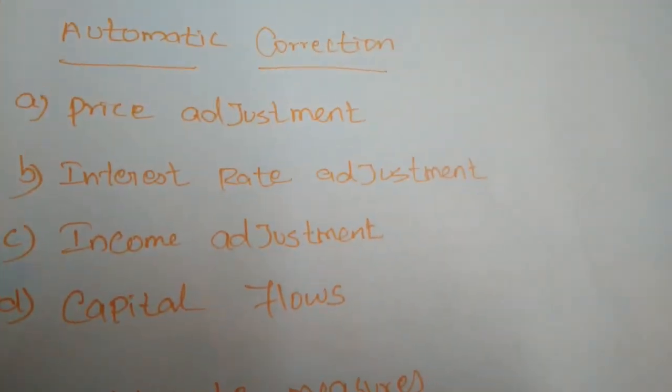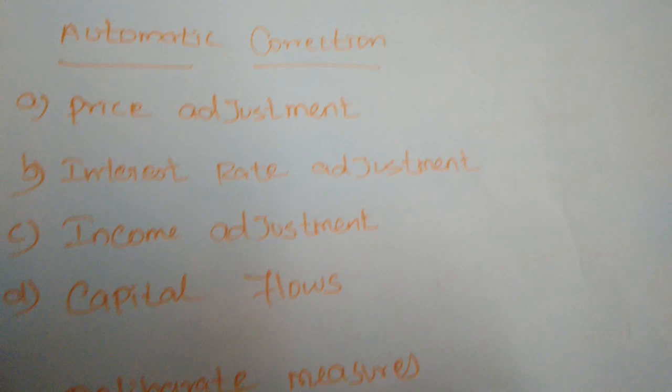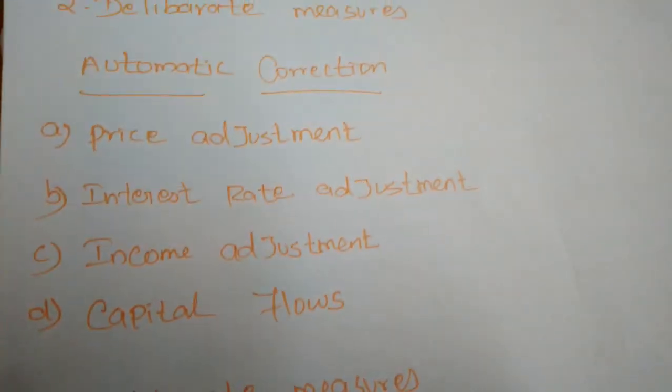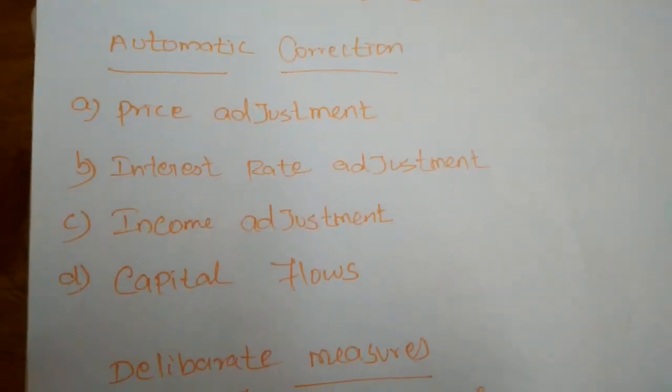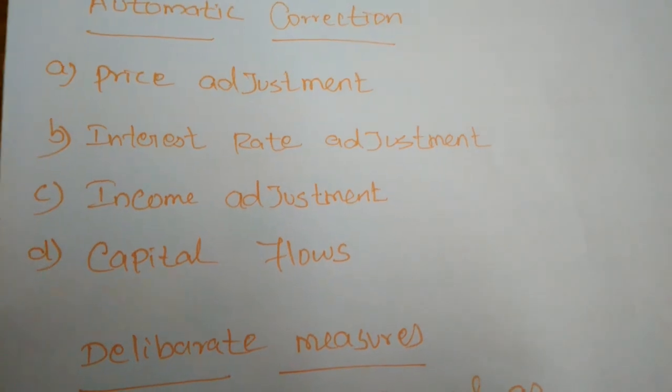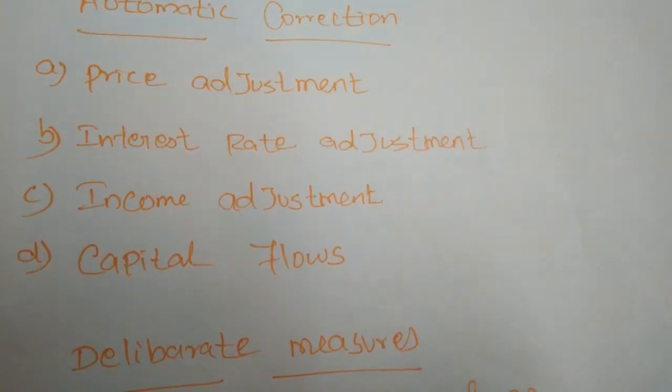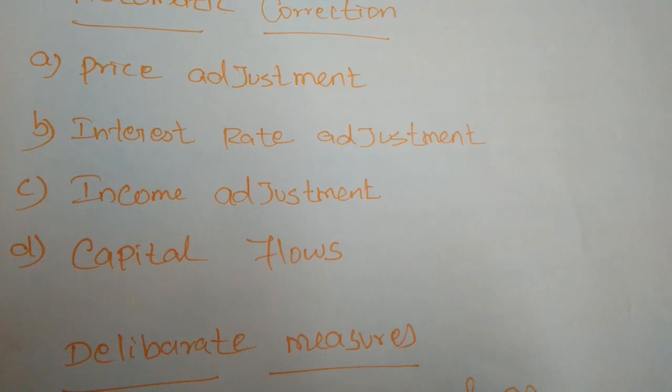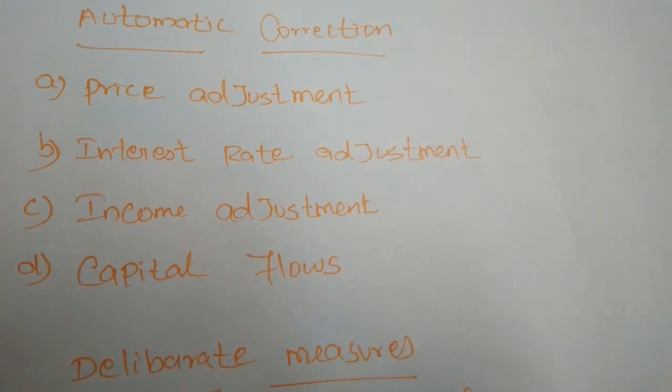Okay students, I think it's enough. If you have any doubt, please ask me. So under the automatic corrections, the four measures are there: price adjustment, interest rate adjustment, income adjustment and the capital flows.